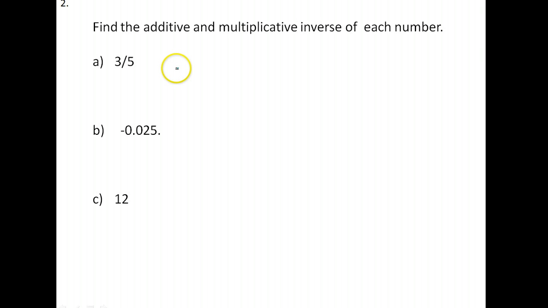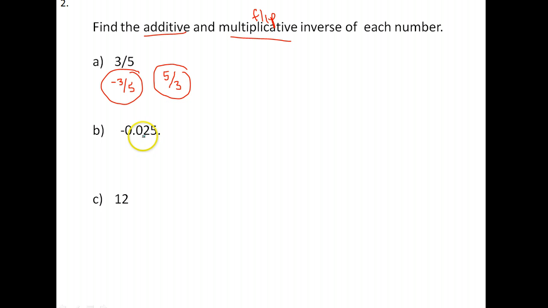Okay? So let's take a look at some examples here. Okay, so here we go. We want the additive and multiplicative inverses of each of these. Remember, additive inverse, you just write the same number with the opposite sign. So the additive inverse for this would be negative 3/5. Multiplicative is where you flip the fraction. The multiplicative inverse of 3/5 would be 5/3. So for additive, you change the sign. For multiplicative, you leave the sign the same, but flip it.